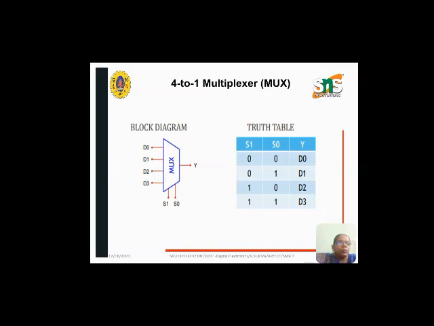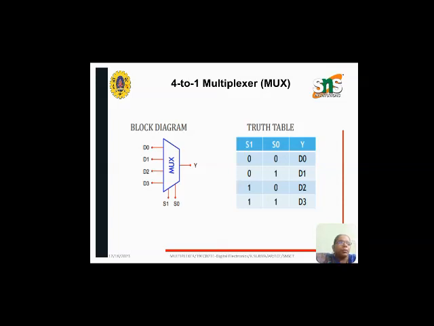So this is a 4:1 multiplexer where you will be having 4 inputs D0, D1, D2 and D3. Since the input is 4, 2 power n is 2 square, which is equal to 4. So capital N value is 2. So you'll be having 2 select lines S1 and S0 here.